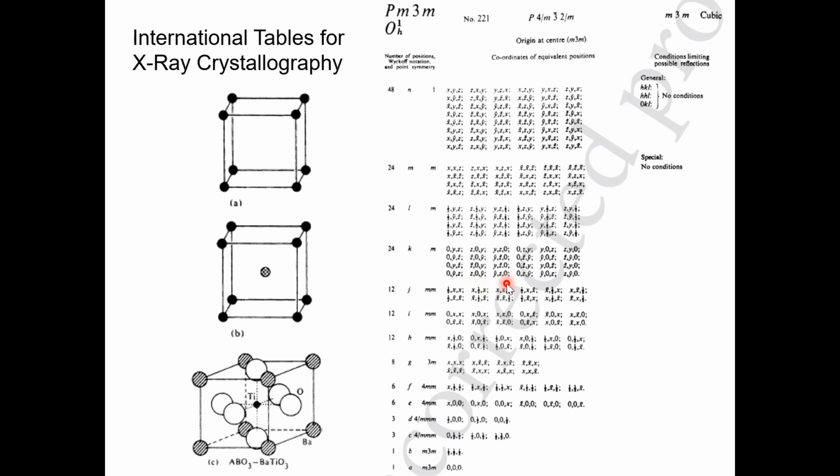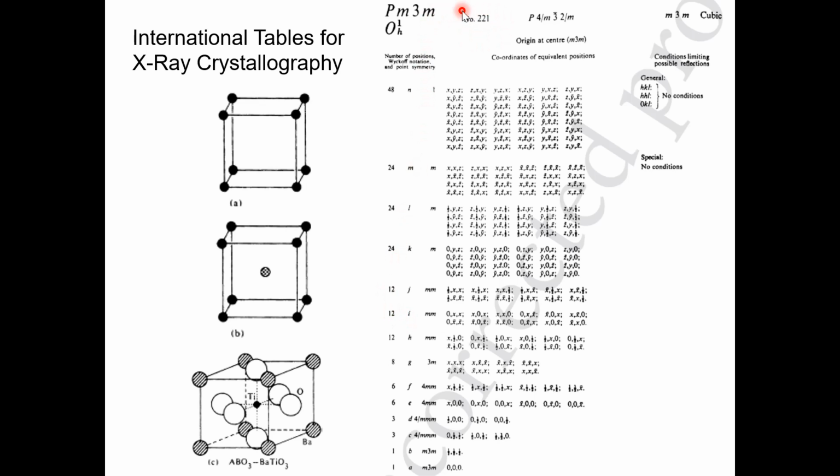Okay, another tool that is going to be important to us in the analysis of space groups is the so-called International Tables for X-ray Crystallography. This is a compilation of all different properties of these different space groups. For instance, this is one page of this big blue book. Each page contains information on a given space group.